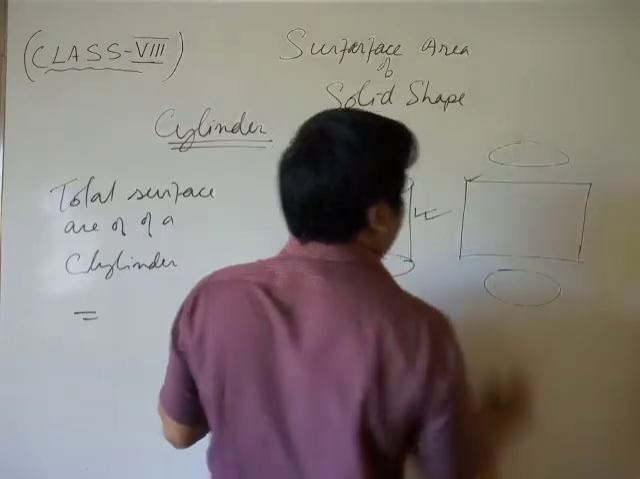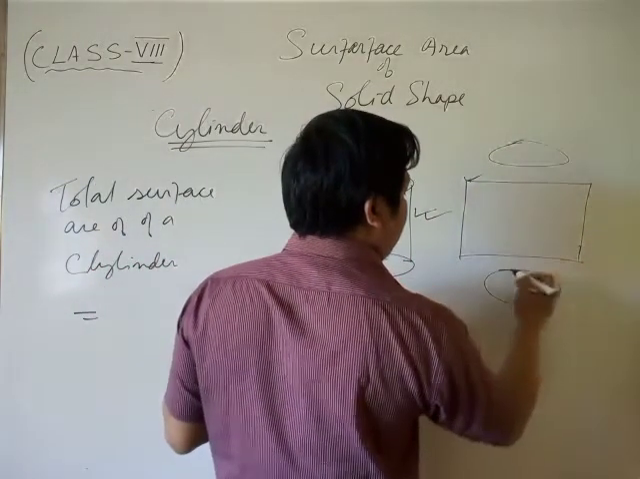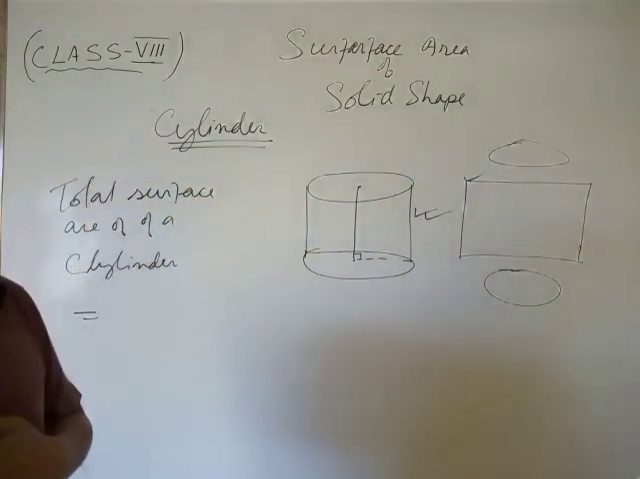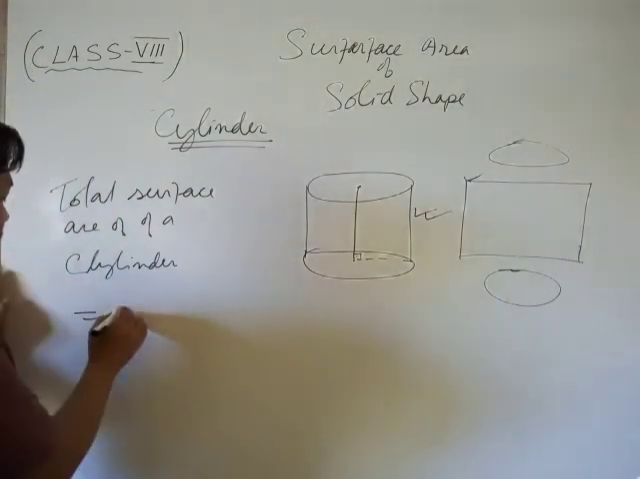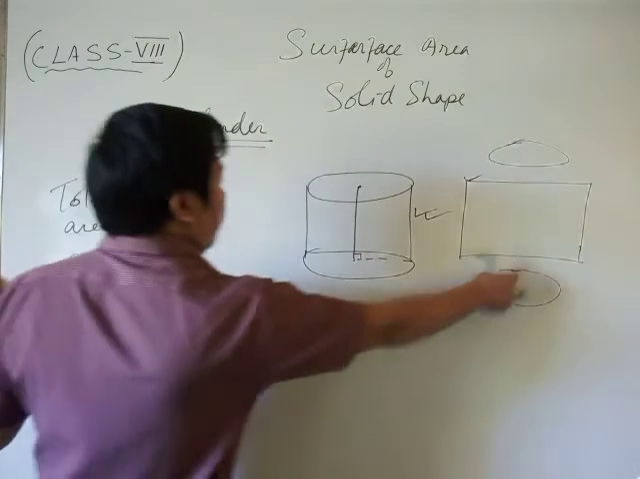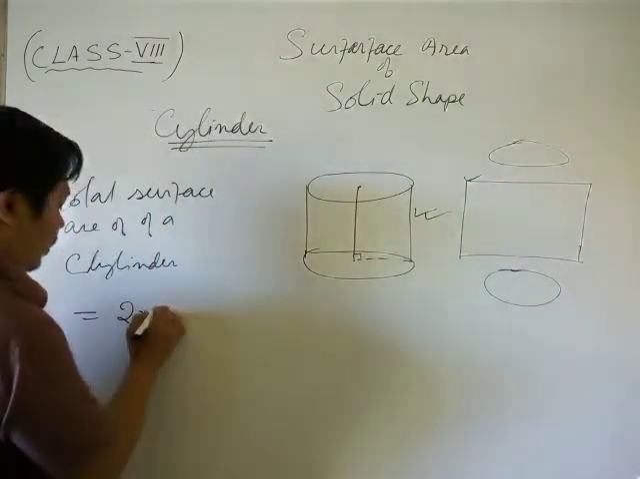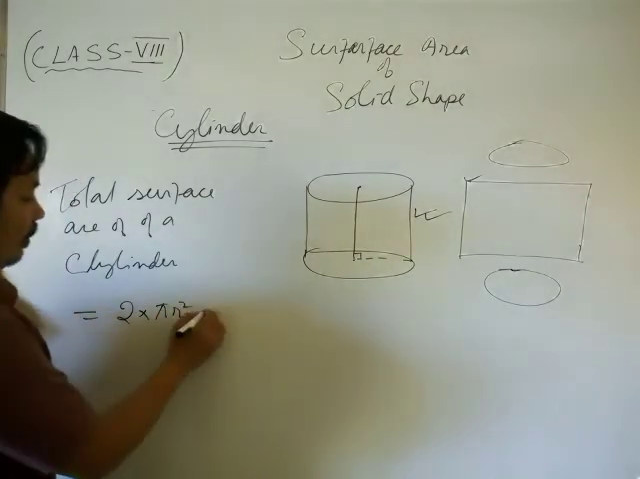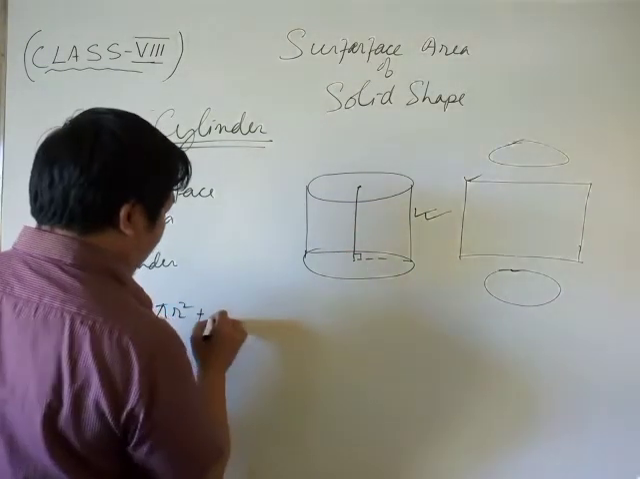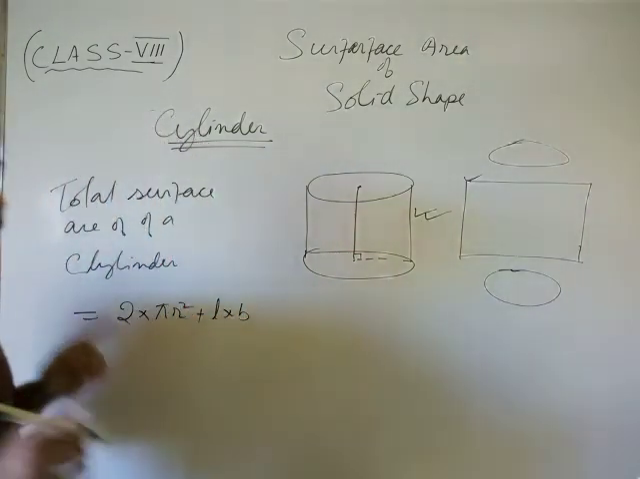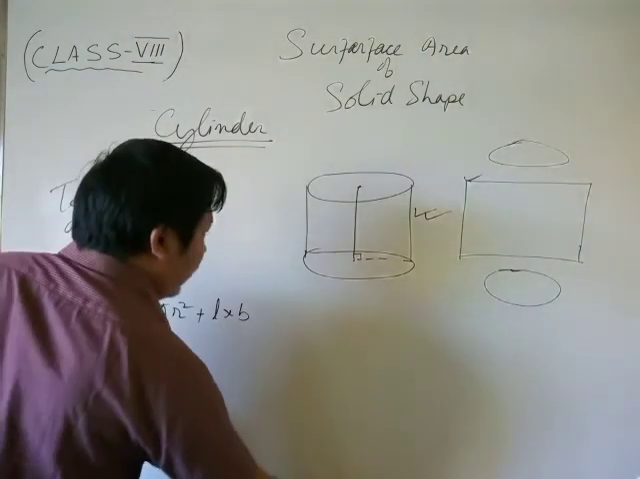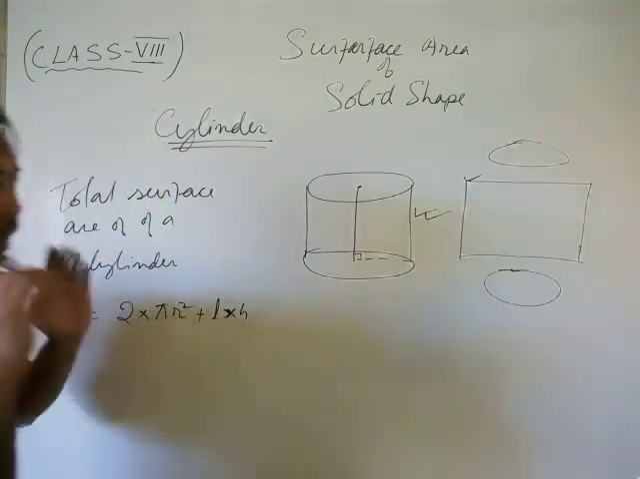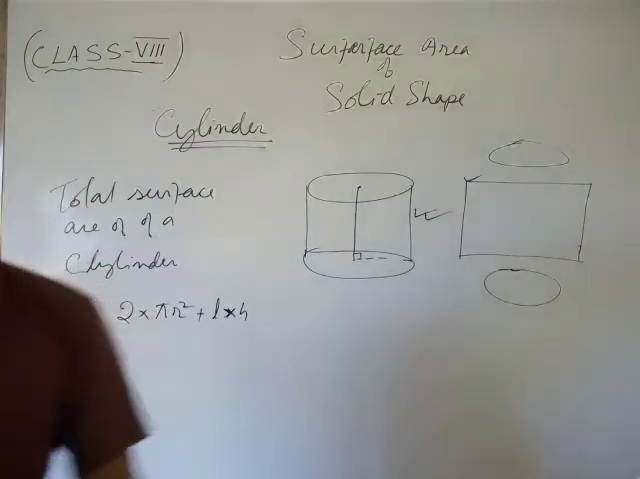So the area of this rectangle and the area of these two circular parts together will be the total surface area of the cylinder, isn't it? So you write here 2 into the area of circle, that is pi r square, plus L into B. Here L into B, where L is the length and breadth will be the height of the cylinder, isn't it?